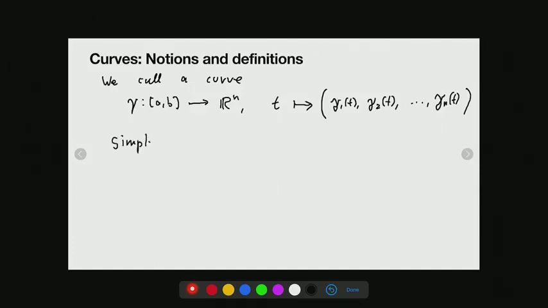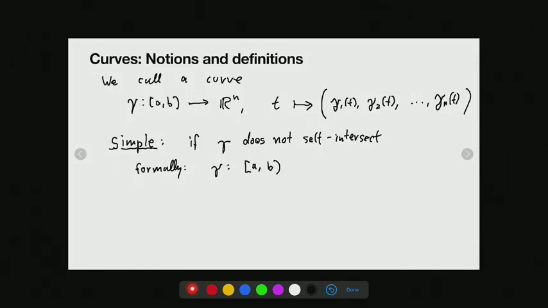We call it simple if gamma does not self-intersect. So what does it mean? Basically, it does not cross itself. And formally, that means the following, namely gamma going from the half open interval [a, b) is injective. The notation here means t is greater equal a, but strictly less than b. You might have seen different notation for these half open intervals depending on the class.